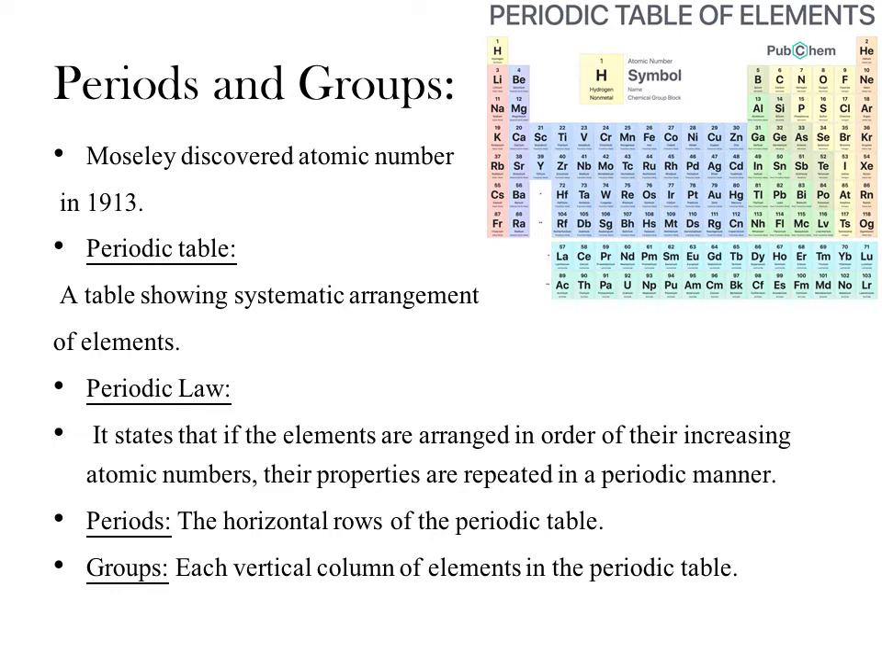Hydrogen is present at the top left corner, and helium with atomic number 2 is present at the top right corner. Now we are talking about the vertical columns. Vertical columns of elements are called groups or families.